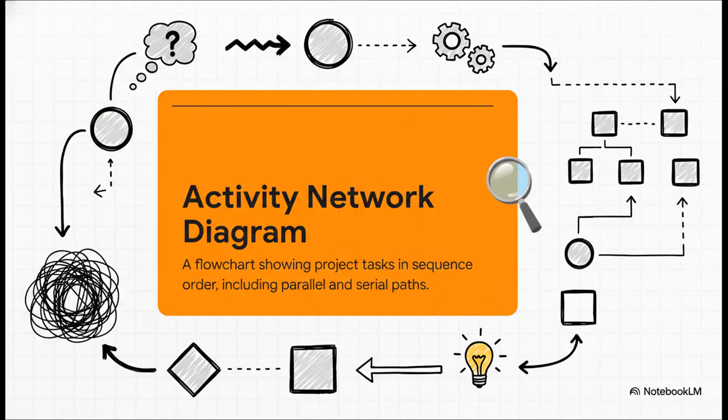So, what is it really? In the simplest terms, it's a flow chart for your whole project. But it's so much more than a to-do list. It's a living, breathing picture of how every single task connects. You've got serial paths, that's stuff that has to happen in order. You have to build the foundation before you put up the walls. Then you've got parallel paths, things you can do at the same time, like painting the inside while the landscapers are working outside. This is how we turn that tangled mess into something that actually makes sense.